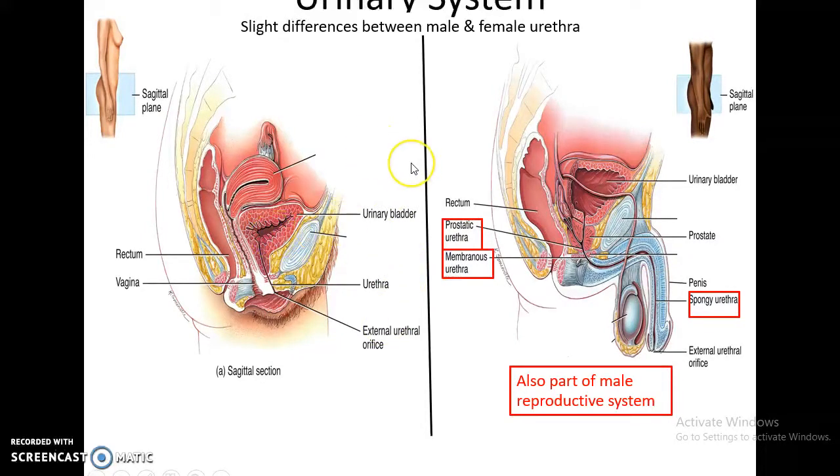There's a slight difference between male and female urinary system. Basically, the female's urethra is significantly shorter than the male's urethra, probably because the male's urethra has to pass through the prostate and through the penis before reaching the outside. Also, the male's urethra is also part of the male reproductive system, while the female's urinary system is completely separate from their reproductive system.